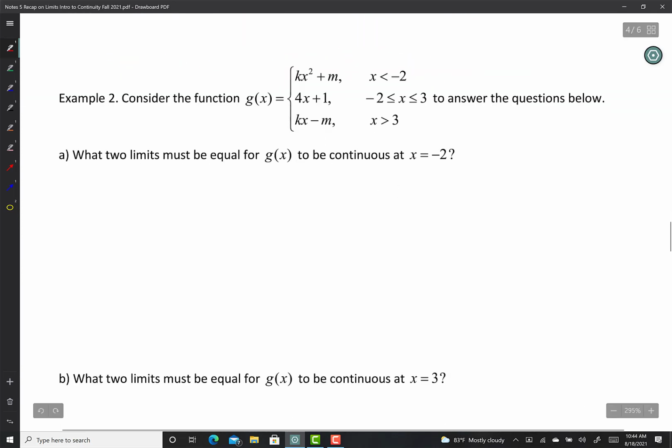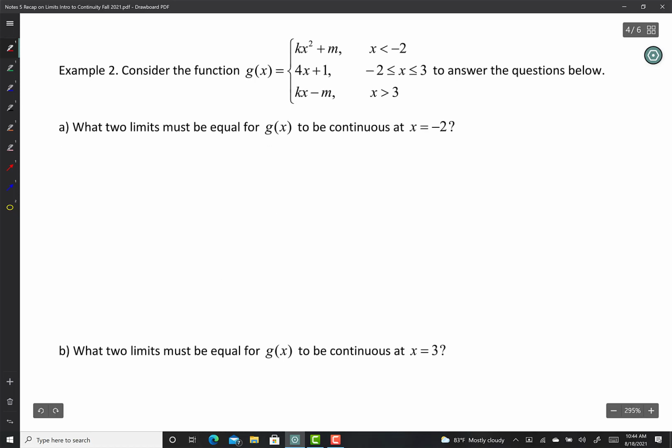All right, look at example 2. I think we're ready now. We're getting really close to being able to do free response questions. Here's our first one. Y'all ready? Example 2. Consider the function g of x equals kx squared plus m for x less than negative 2, 4x plus 1 for x between negative 2 and 3, and kx minus m for x greater than 3. To answer the question below, letter A: what two limits must be equal for g of x to be continuous at x equals negative 2?